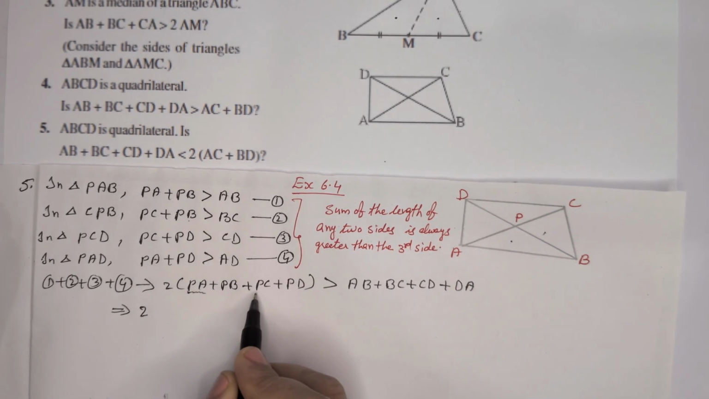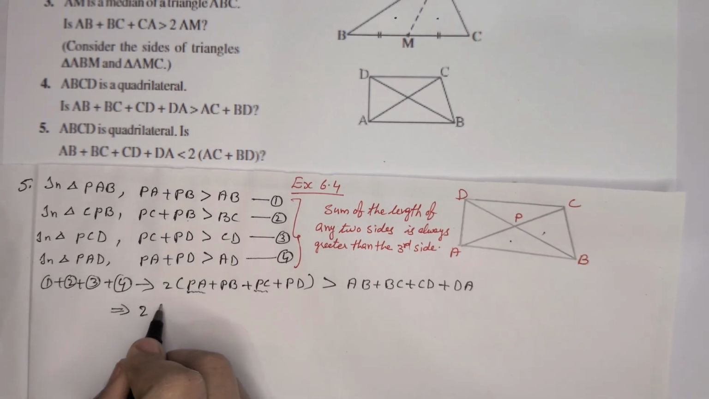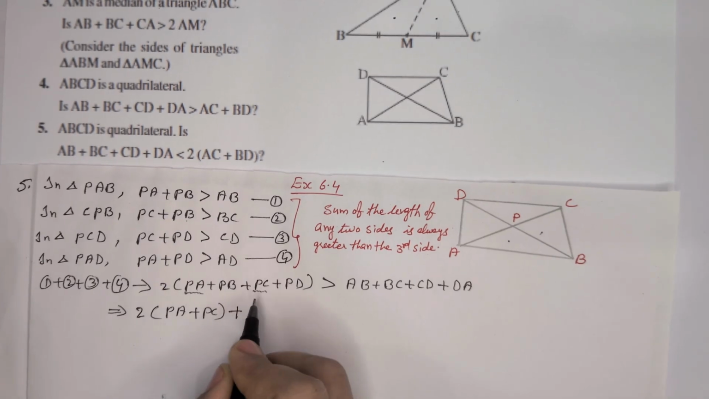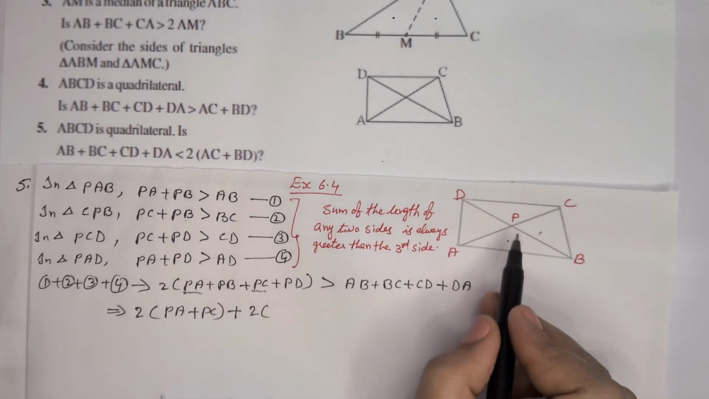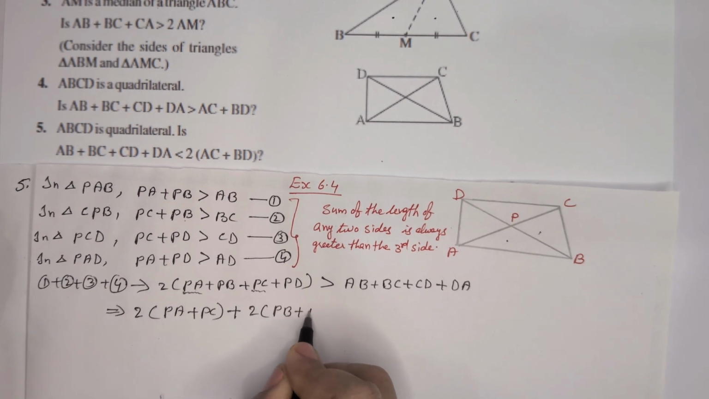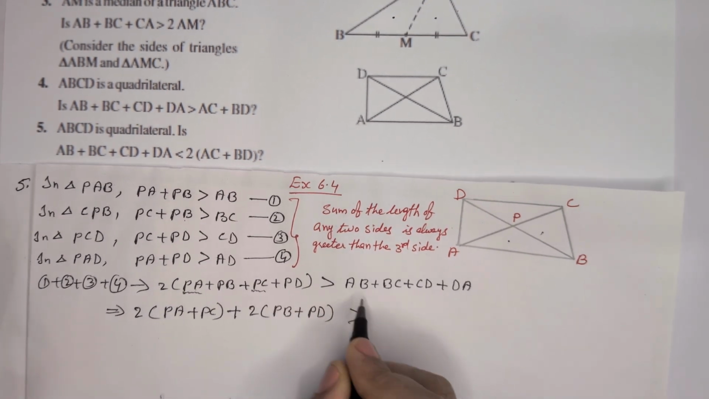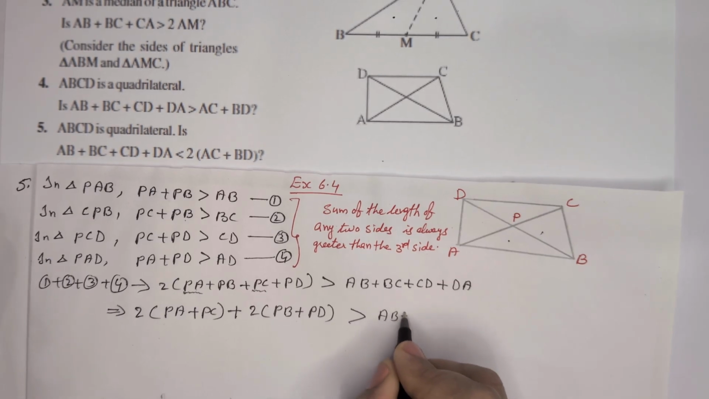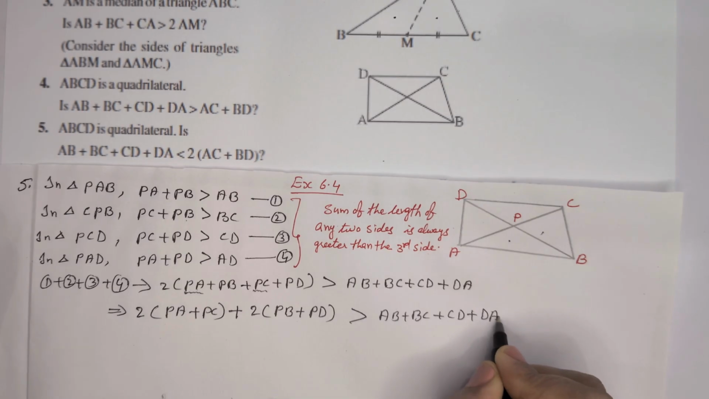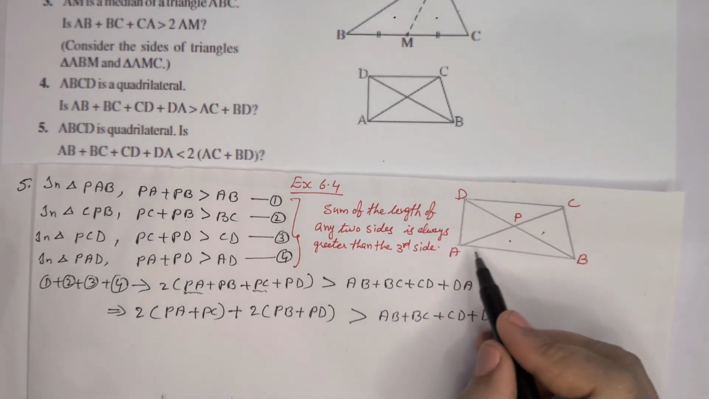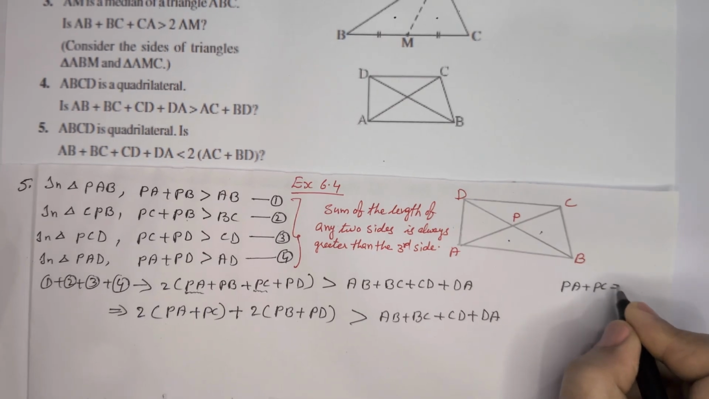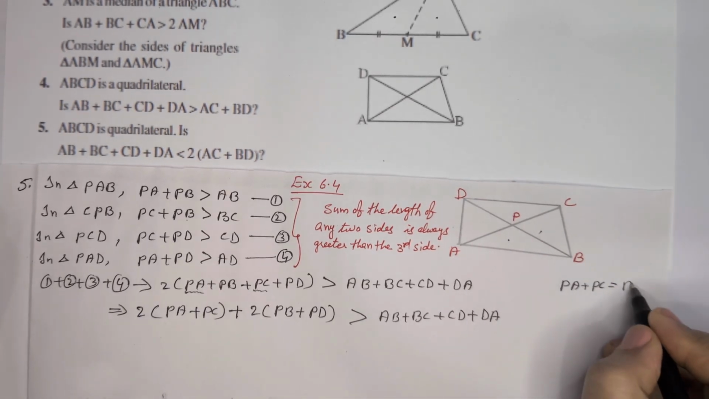This PA and PC together. So 2 times of PA plus PC, that plus again the other remaining sides PB and PD, PB plus PD, which is greater than AB plus BC plus CD plus DA. But here we can see that PA plus PC, we can replace that as AC.